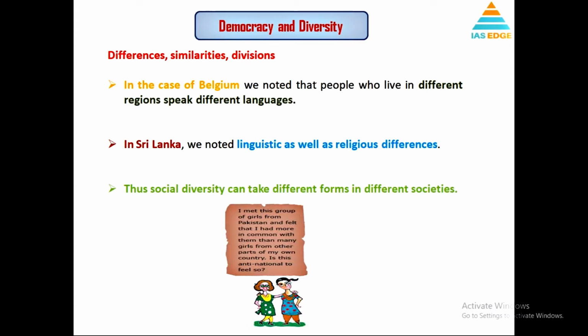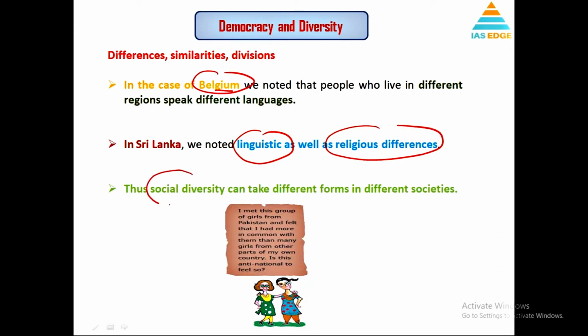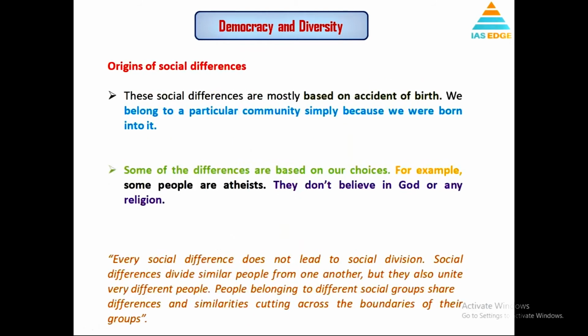Now if you draw similarities with the diversity we discussed yesterday, in Belgium we had majorly two groups, the French as well as Dutch. In Sri Lanka there was language diversity as well as religious diversity. So that means there was social diversity in society. So within society we have groups. The social groups have been formed on certain lines.